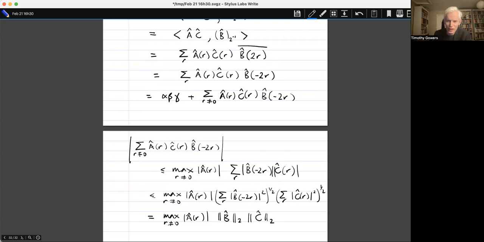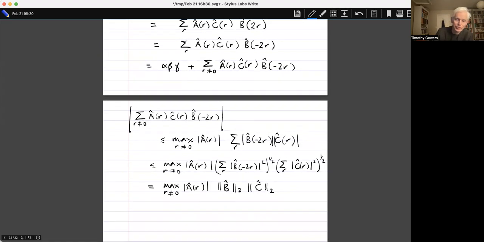Now, why is this the L2 norm of b hat? It's because as r runs through all of Zn, so does minus 2r, and there I've used the fact that n was odd. That's the main place where that's used. And we know, this was another remark that I made in the basic properties of the Fourier transform, that the L2 norm of b hat squared is just the density of b, so it's beta, and this thing squared is gamma. So we get beta to the half, gamma to the half, max r not equal to 0, a hat r.